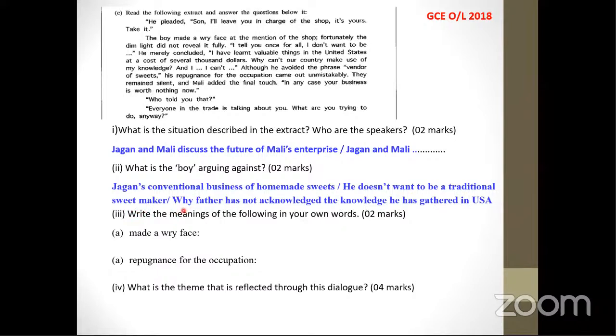Another way you can put it: why has the father not acknowledged the knowledge he has gained in the USA or America? He cannot. This is the conflict always. Jagan cannot understand Mali. Mali cannot understand Jagan. The conflict, there's a big, huge gap. So they are very distant in their relationship.